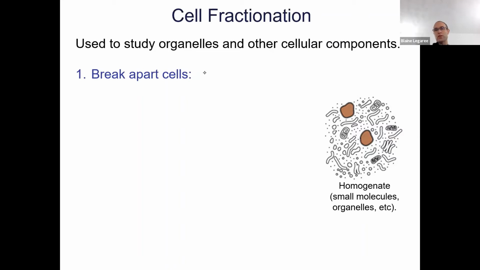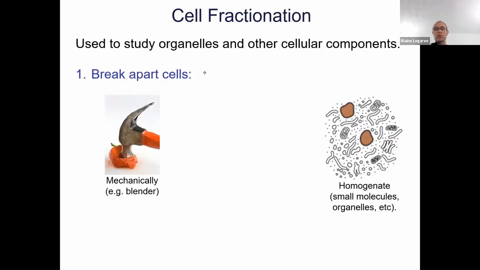It's called cell fractionation. So how do we get those organelles so that we can study them one at a time? First, you break them apart. How do we break them apart? Well, there's a whole bunch of different ways.